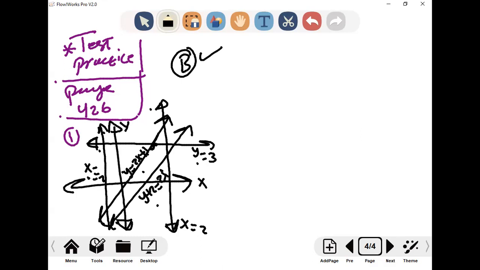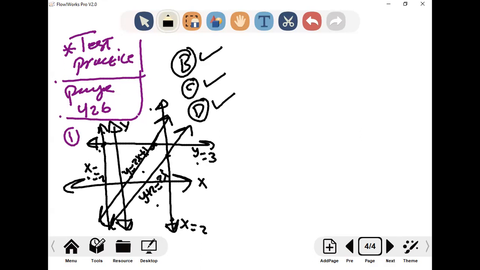Part C, y equal 3 and x equal negative 2. It has one solution, right? They intersect at one point here, right? So part C is correct also. Part D, x equal 2. This is x equal 2 here, and y plus 2 equal to x. Yeah, they intersect here, one point. So part D also is correct.